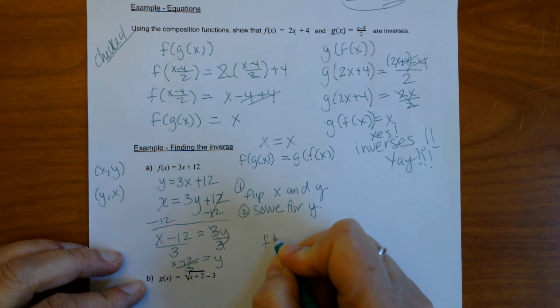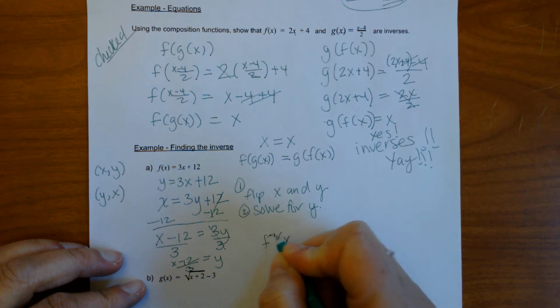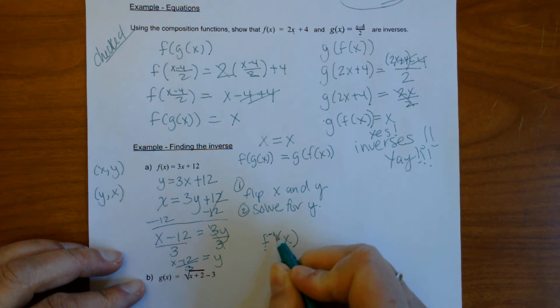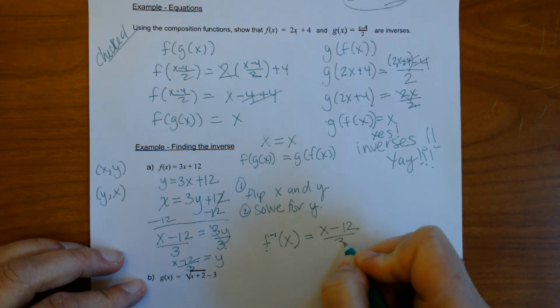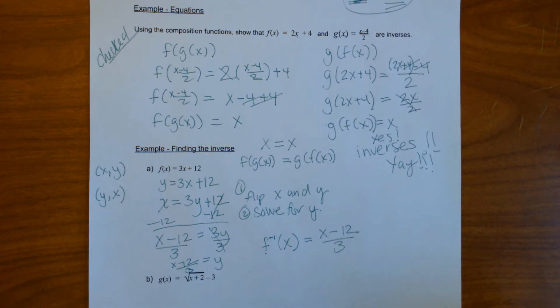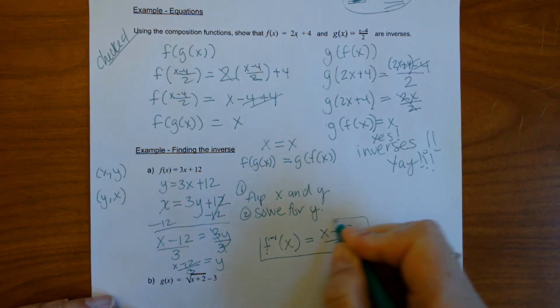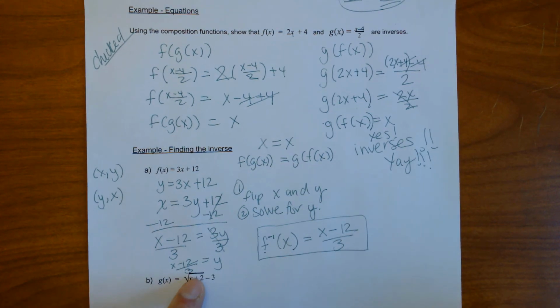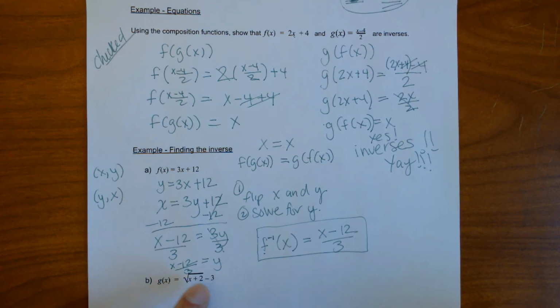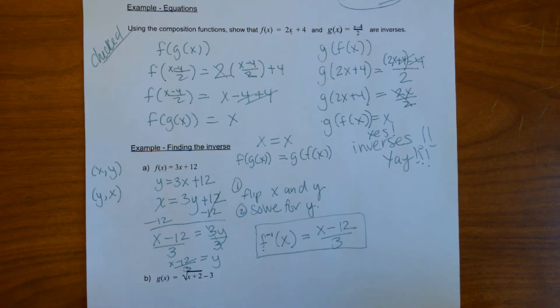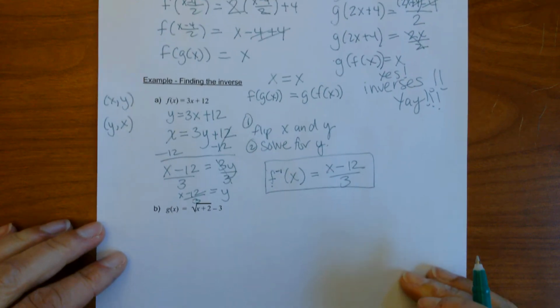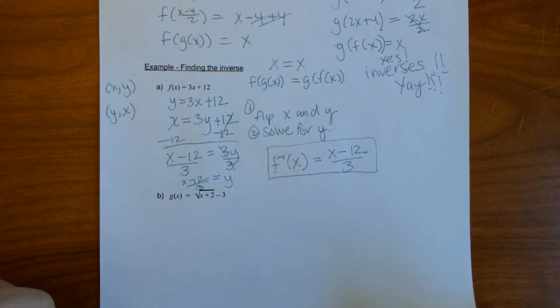If you want to write fancy notation, this is f inverse of x equals x minus 12 over 3. That's fancy notation right there. And this would be your final answer. If you kept it like that, that's fine. That's okay, because I see that you did exchange your x and your y and you solved. Don't write the f of x, but I do like fancy notation, so you should try to get used to it. All right, let's do one more.